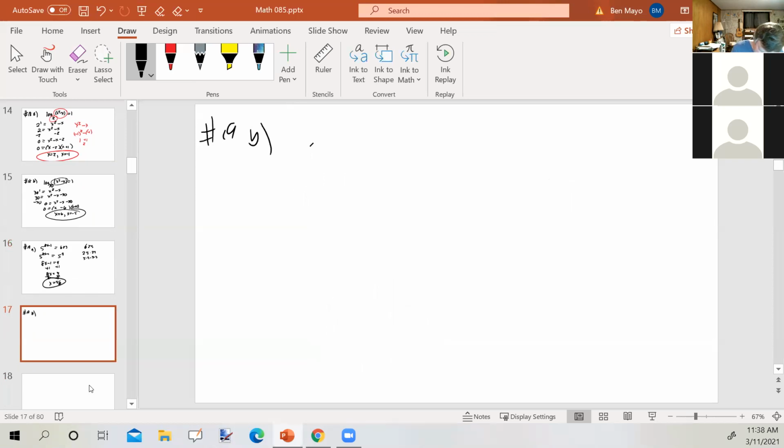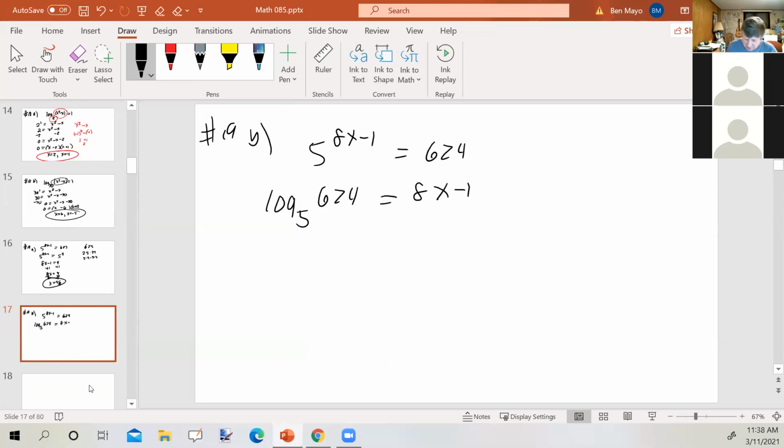And it says 5 to the 8x minus 1 equals 624. Well, 624 isn't a power of 5. So what am I going to do? Well, I'm going to have log base 5 of 624 equals 8x minus 1. But I've got to solve for x. Let's add 1 to both sides, and I'm going to put the 1 out in front. 1 plus log base 5 of 624 equals 8x.